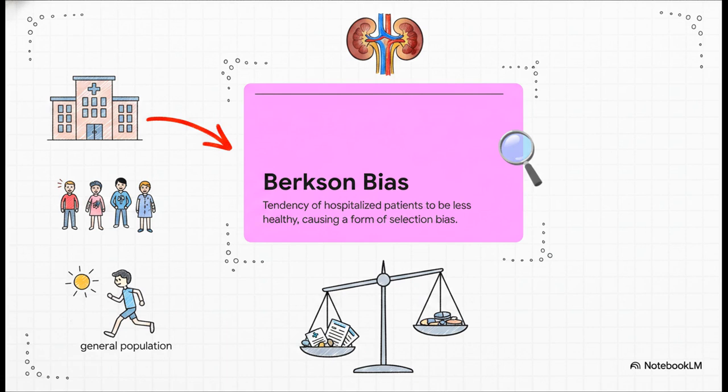By selecting the exposed patients from a specialized hospital clinic rather than the general population from which the controls were drawn, the researchers enrolled individuals who were systematically sicker. They possessed a much higher baseline risk of renal pathology right from the start. You just can't compare a specialized nephrology cohort to a healthy wellness cohort. Doing so permanently breaks the internal validity of the trial.